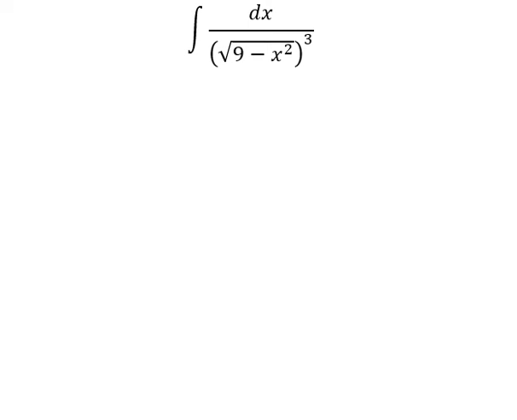Hello everybody, so today I will talk about calculus. The topic today is about integration. So now I will show you how to answer.